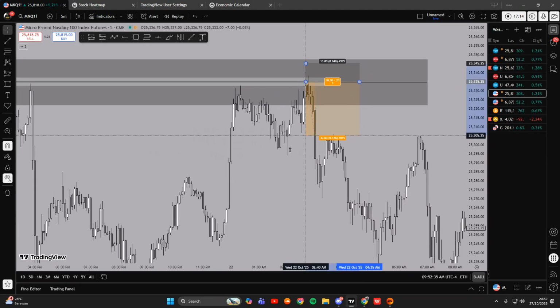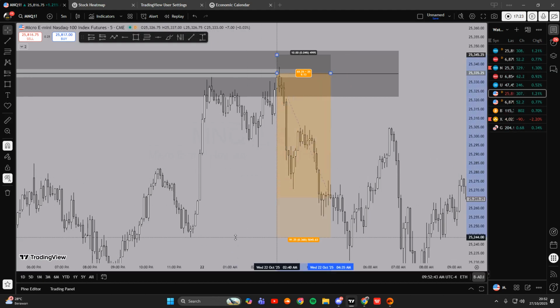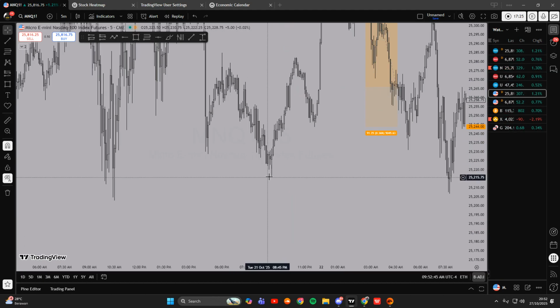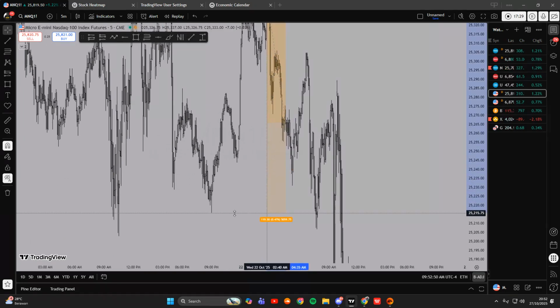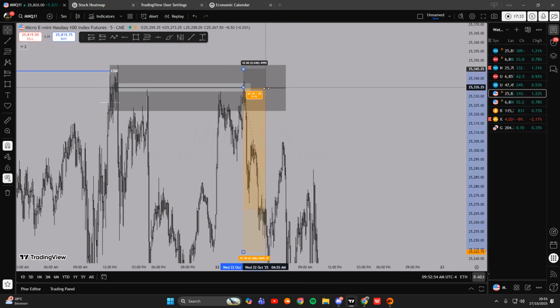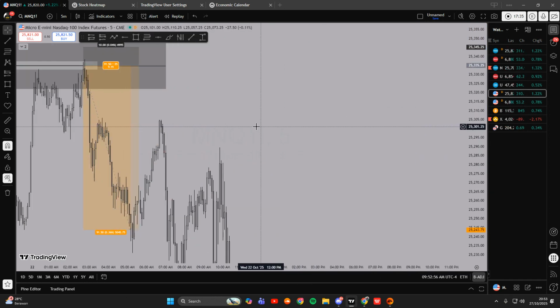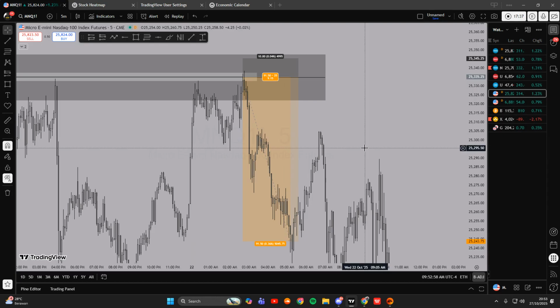You can target this low or this fair value gap, this order block, whatever. Or you can target these lows. Maybe leave some runners to this low and this low. You get what I mean? So yeah, that's pretty much rejection blocks explained.